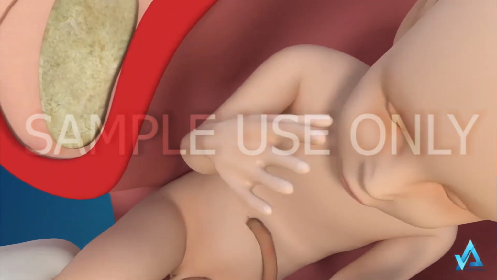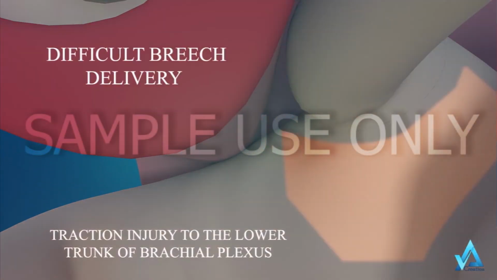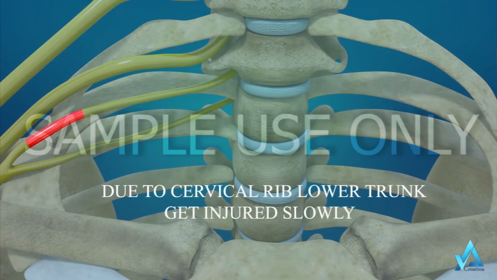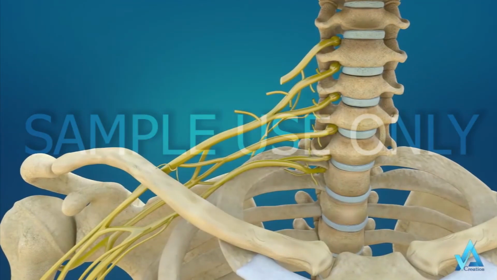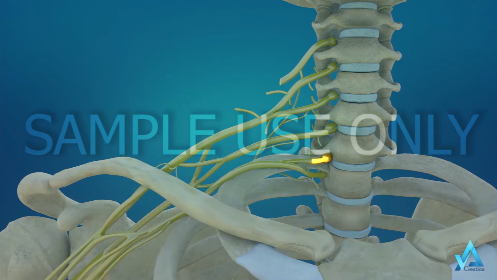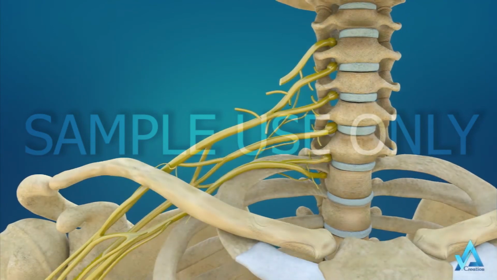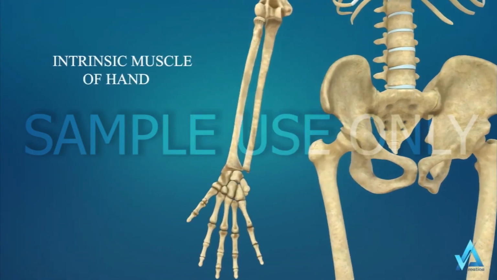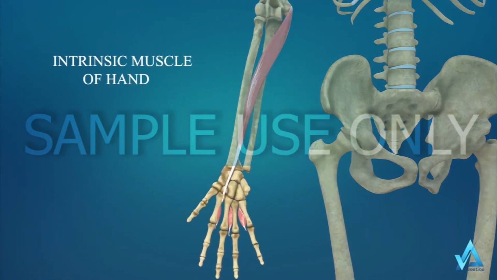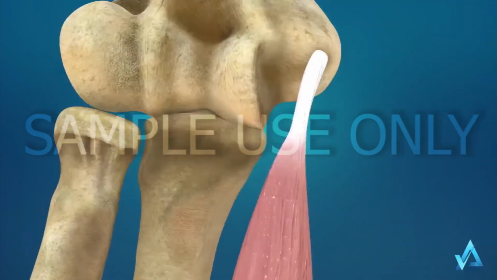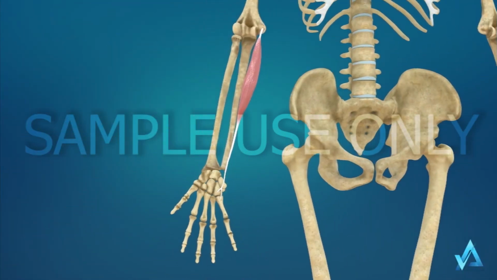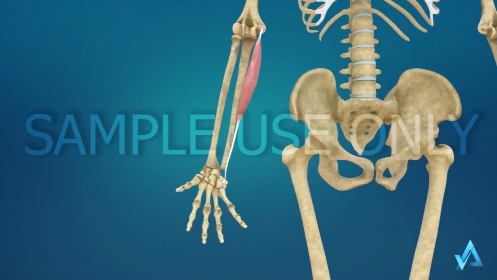Sometimes in birth injury due to difficult breech delivery. Cervical rib. Nerve roots involved, mainly C8 and partly T1. Symptoms: paralysis of intrinsic muscles of hand. Paralysis of the ulnar flexors of the wrist and fingers, flexor carpi ulnaris.